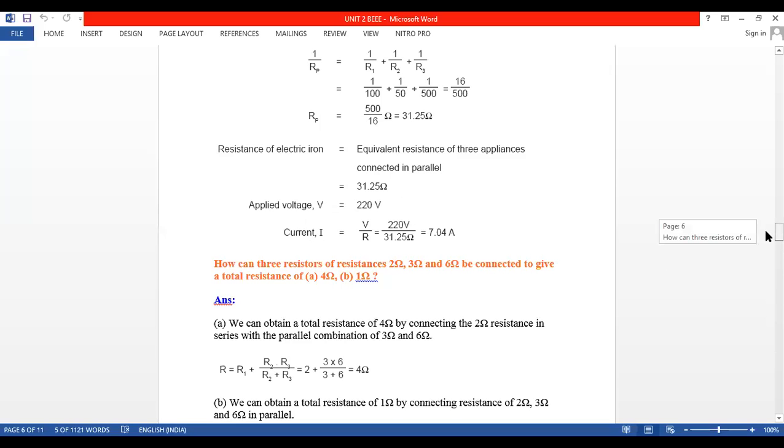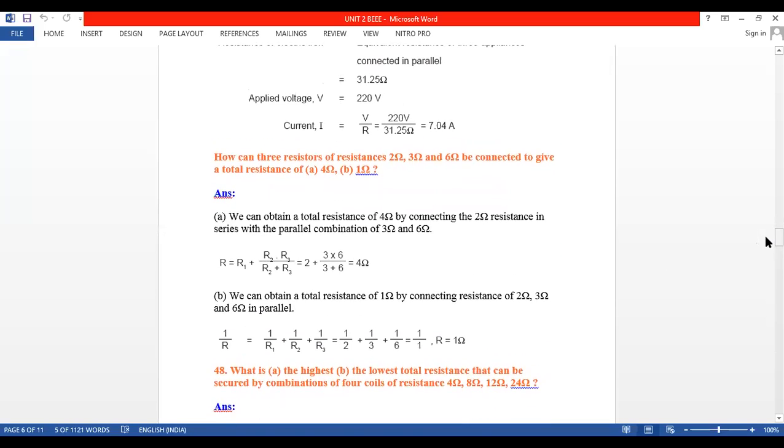So first, practice these problems. Next class I will explain once again based upon your doubts. This is the simple one. All of you remember, instead of always writing 1 by R1 plus 1 by R2, if 2 resistors are connected in parallel, we say R1 R2 by R1 plus R2. If 2 resistors are connected in parallel, what is the total resistance? Instead of writing 1 by R1 plus 1 by R2, we can write R1 into R2 by R1 plus R2.